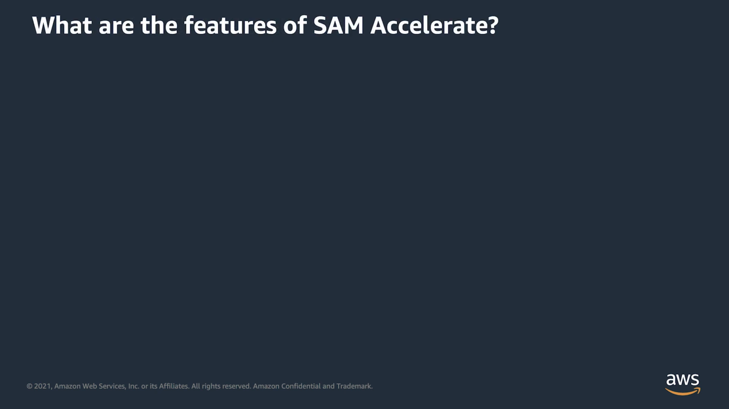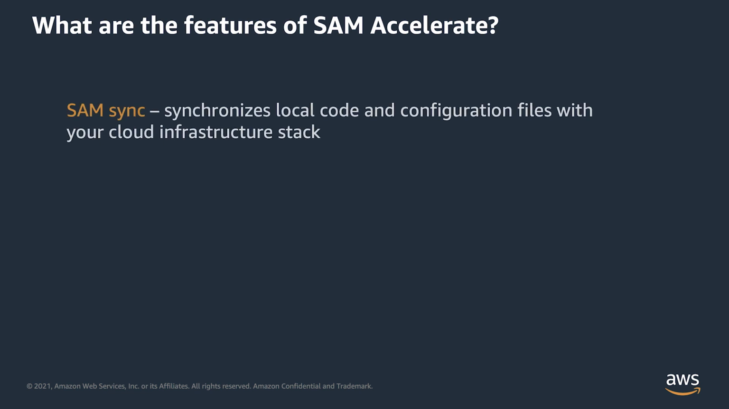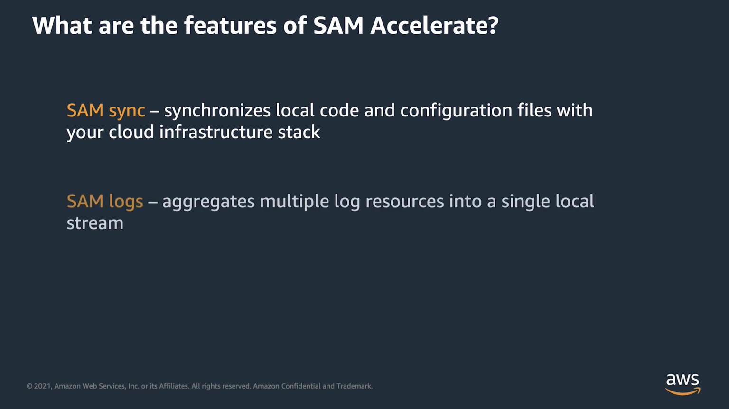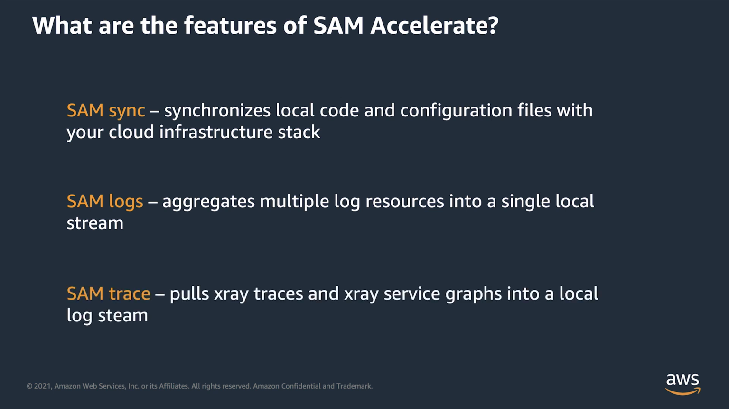So, let's break it down. What are the specific features of SAM Accelerate? The flagship feature here that I expect customers to be most excited about is SAM Sync. SAM Sync synchronizes local code and configuration files with your cloud infrastructure stack, speeding up your developer iteration cycle. SAM Logs aggregates multiple log resources into a single local stream, and SAM Trace pulls X-Ray traces and service graphs into a local stream as well.